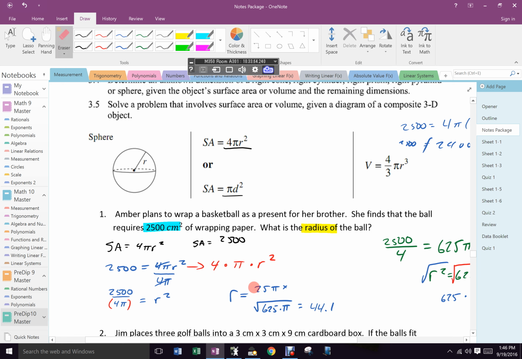Okay, so let's fix this up again. What did I really have to do here? I have to go to my calculator and get what that is. So the real answer, and again, of course, you would think, okay, 44 centimeters. That's half a meter, right? That's a pretty big basketball.